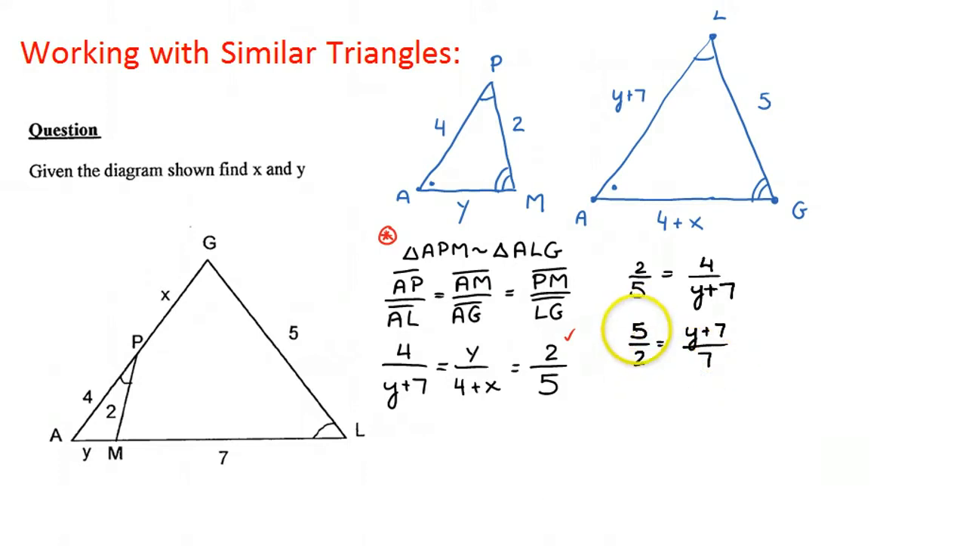Sorry, I made a mistake there, that shouldn't be 7, that should be 4. I know that 5 times 4 is 20 over 2 is equal to y plus 7. Therefore 10 is equal to y plus 7. Therefore y is equal to 3.